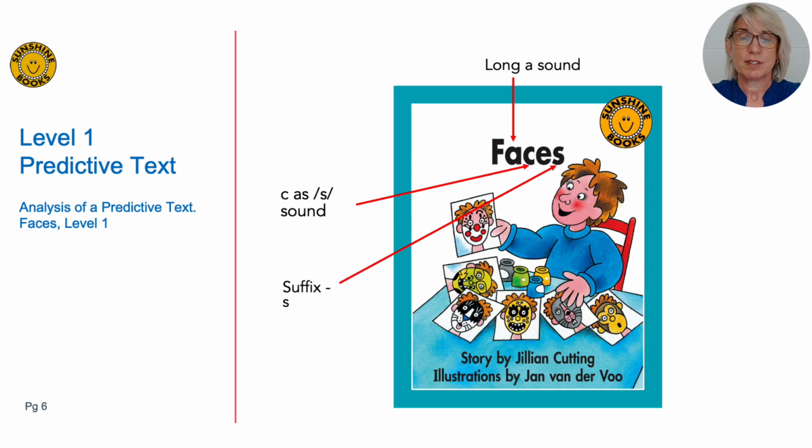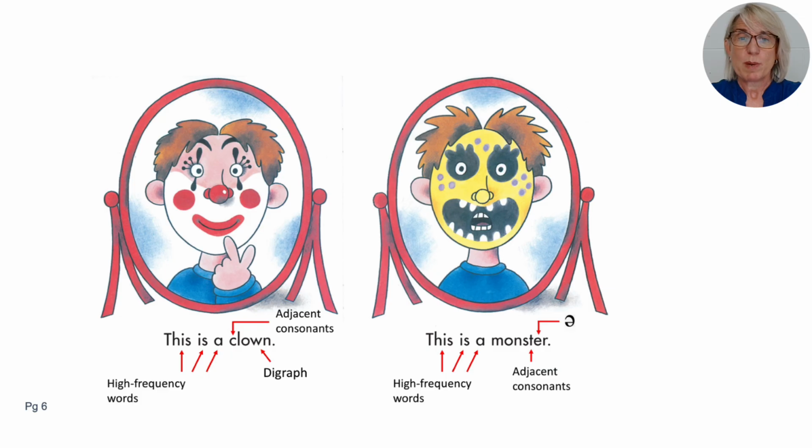So on these 2 pages, you'll notice that we've got a repetitive structure. This is a, on both pages. In the first page, the child, once they've got the structure of this is a, they can then look at the picture and guess at the word. This is a clown. From a reading perspective, clown is quite complex because it starts with adjacent consonants, CL, and then it also has a vowel team in there, digraph, OW.